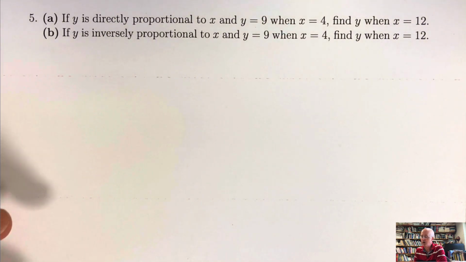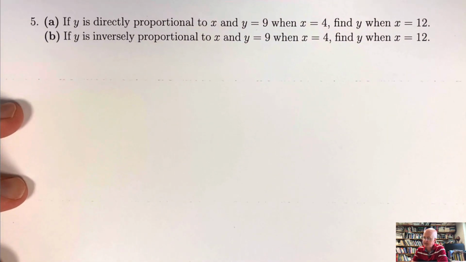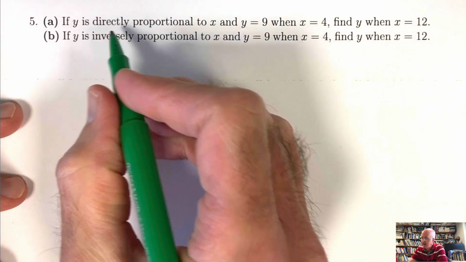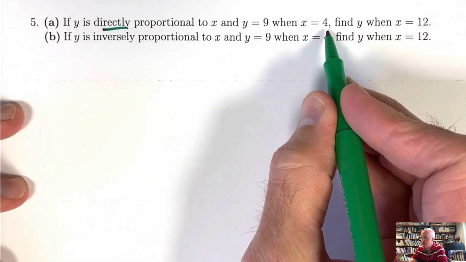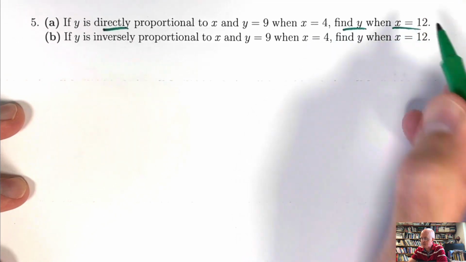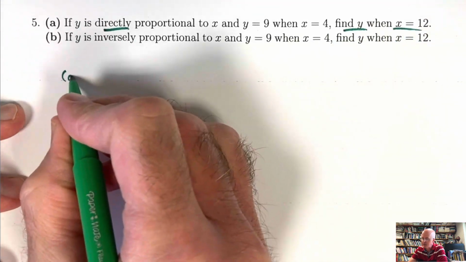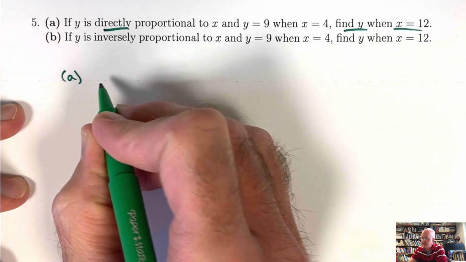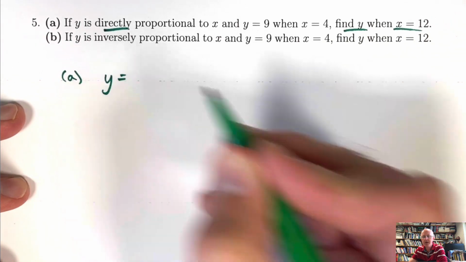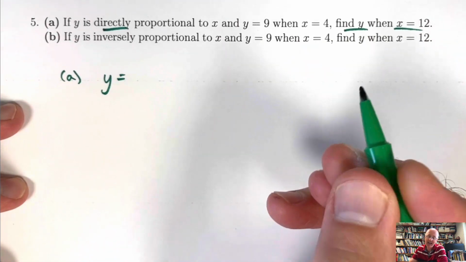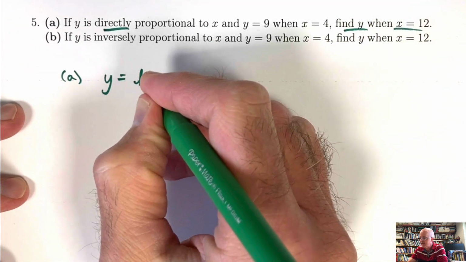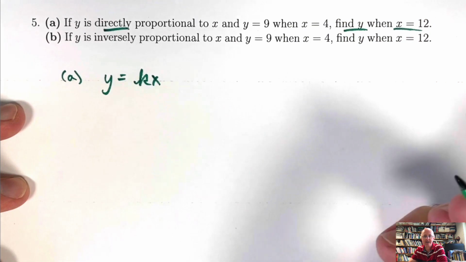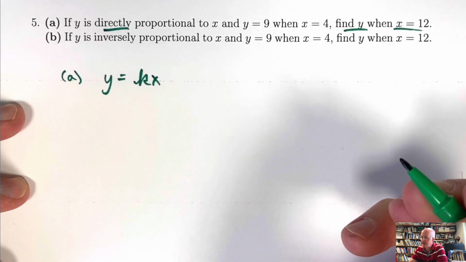Problems 5 and 6 are about proportionalities. Number 5 has two parts. Part A, if y is directly proportional to x and y equals 9 when x equals 4, find y when x equals 12. Let's go ahead and do that first. What does directly proportional mean? It means there's some constant, I like to call it k, though I could call it m because it would be a slope, such that y equals k times x.